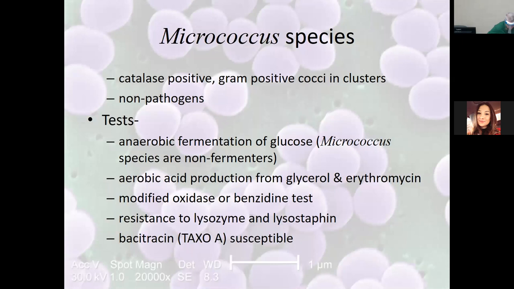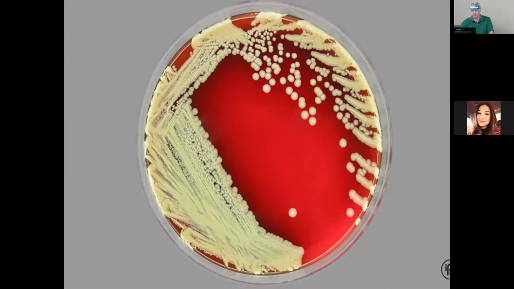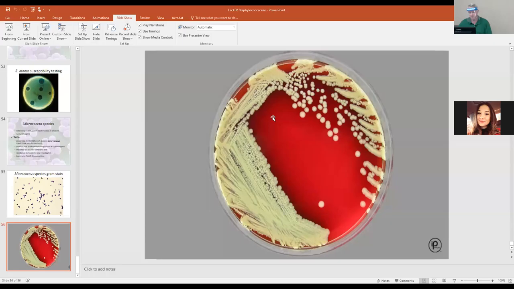So all of a sudden we throw in micrococcus here at the end. Catalase positive. All right, we know that sends us our staph way, but there's micrococcus. Gram-positive cocci in clusters, they're non-pathogenic. I'm just going to leave that there. We can talk a little bit about Taxo A. Taxo A is a bacitracin disc, we'll talk more about that later. We'll see a couple pictures of the micrococcus, growing on blood agar. Don't forget the micrococcus.